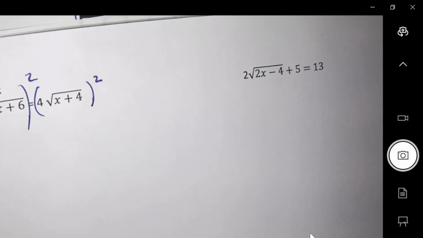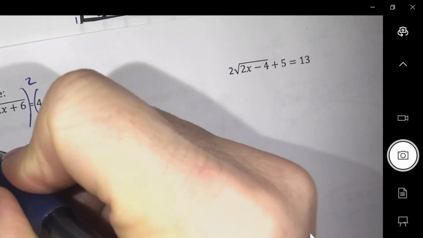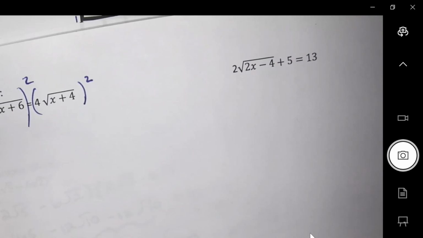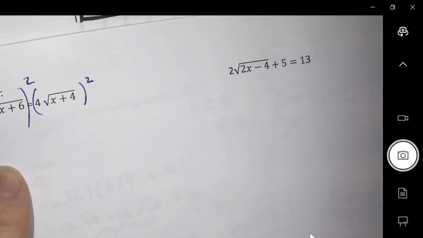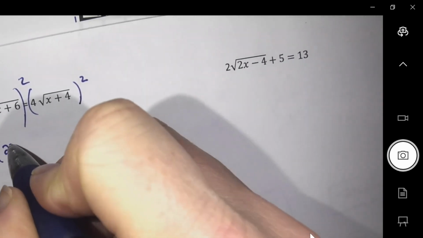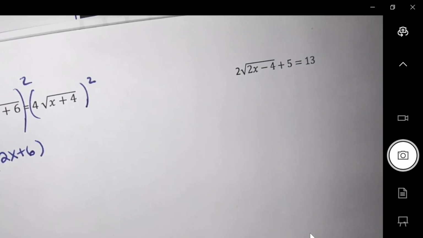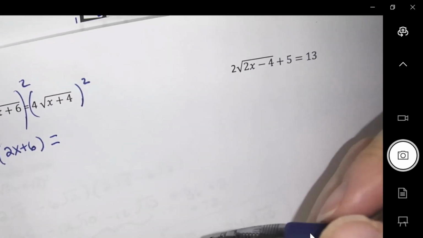What does the whole number become? 9. What does the radical become? 2x plus 6. Because what happens when you square a square root? It just gets canceled, and then you get what's underneath, right? Equals.